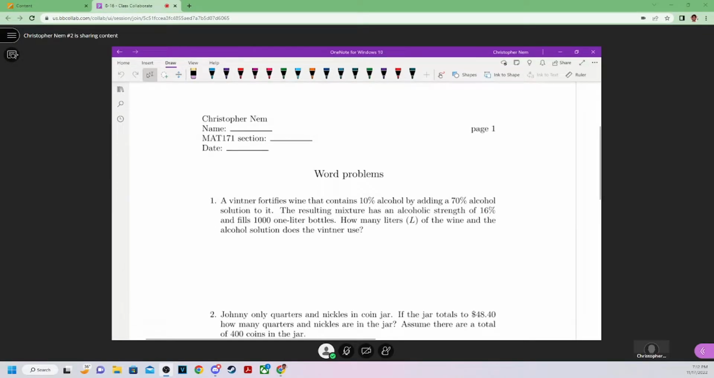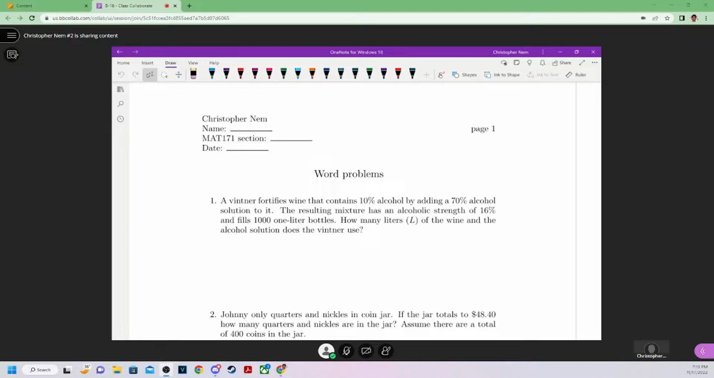This is a mixture type problem, which is very common. You have a vintner that fortifies his wine, which contains 10% alcohol, by adding a 70% solution to it. The resulting mixture has an alcoholic strength of 16% and fills 1,000 liter bottles. How many liters of the wine and the alcohol solution does the vintner use?